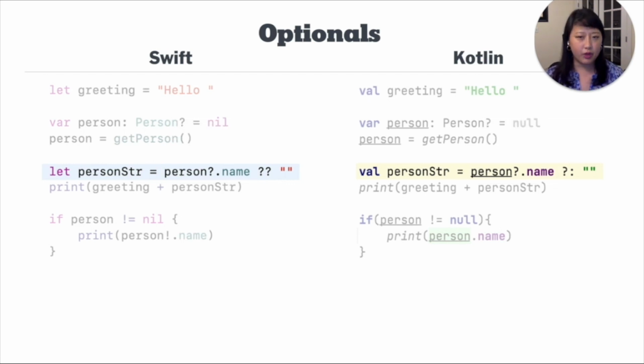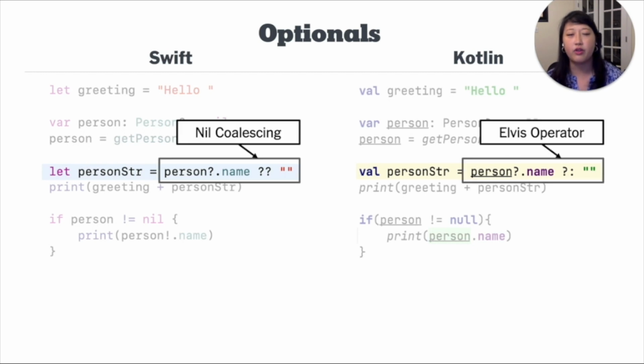Now, say person is null or name is null, and we want to provide a default value. We can use double question mark syntax known as nil coalescing in Swift, which is equivalent to the Elvis operator in Kotlin to provide this default value.